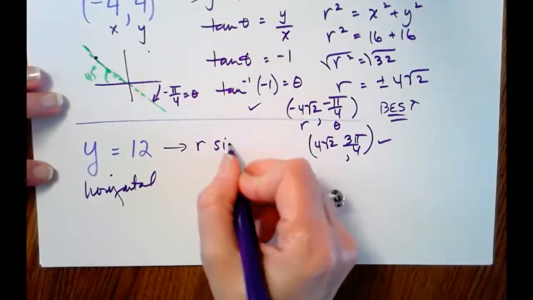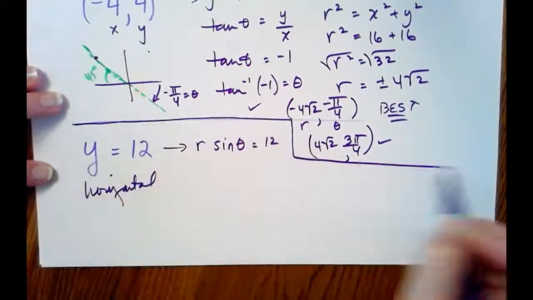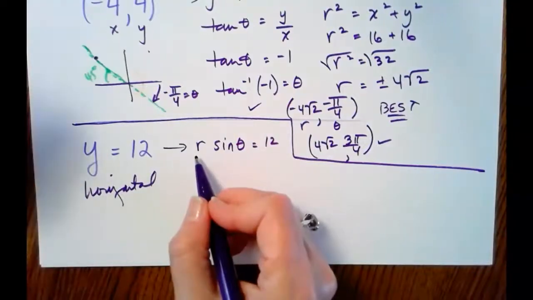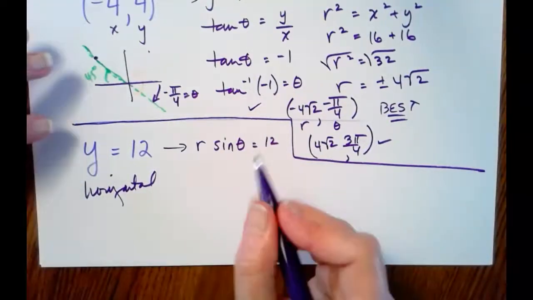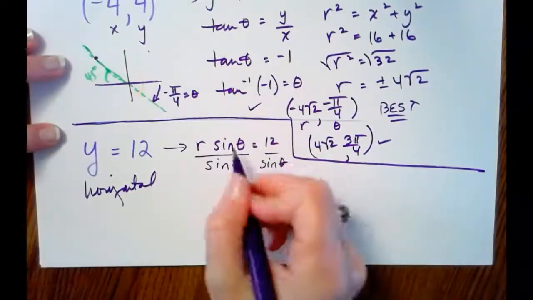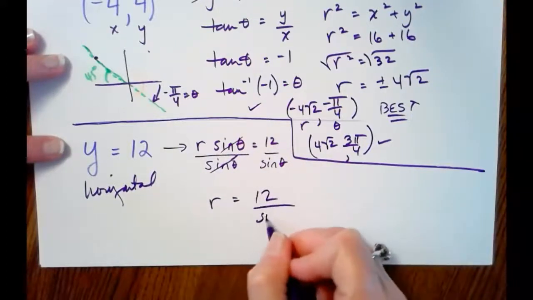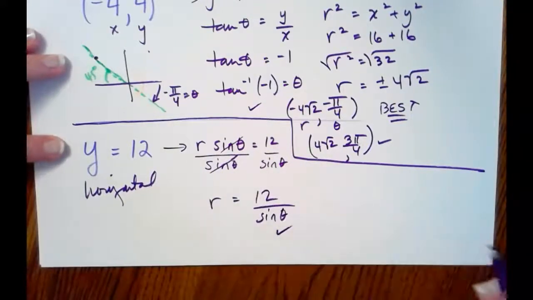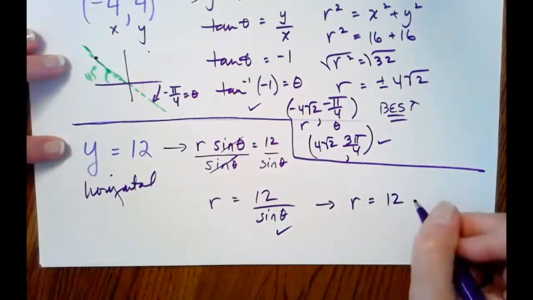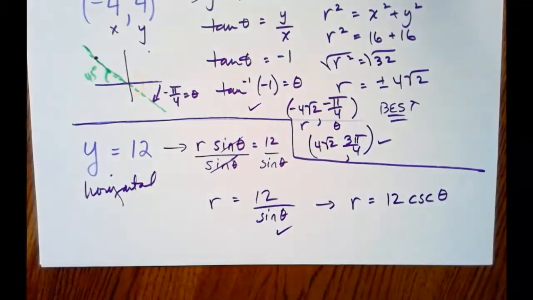So r sine theta equals 12. And I'm kind of running out of room here. And then in order to be a polar equation, we want r in terms of theta. So we're going to divide both sides by sine theta. So we get r equals 12 over sine theta. This is a perfectly wonderful answer, or you can say r equals 12 cosecant theta. Both of those are correct.